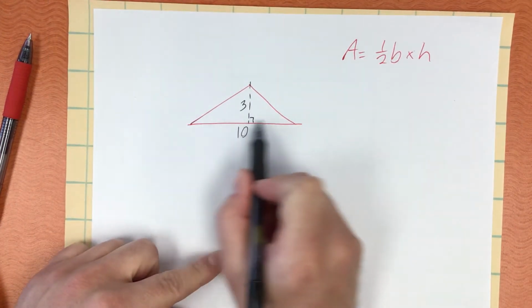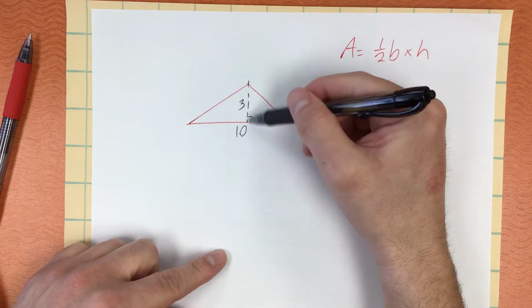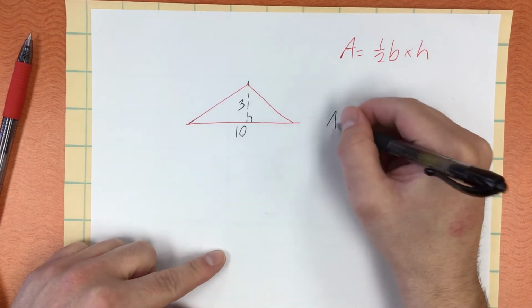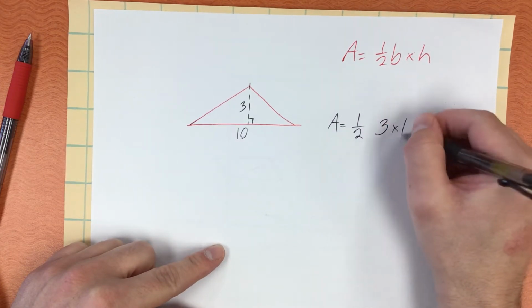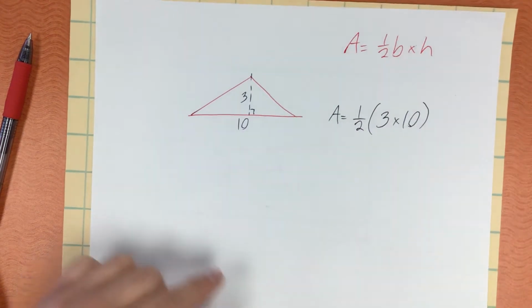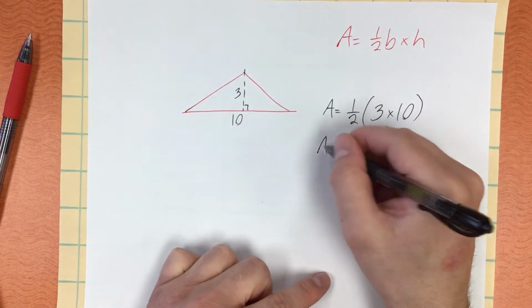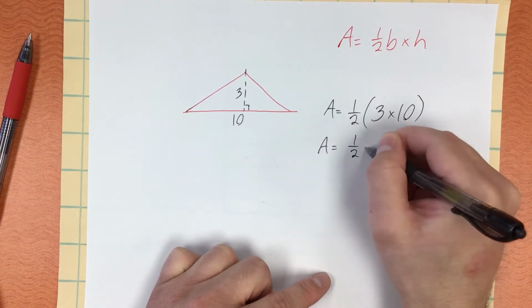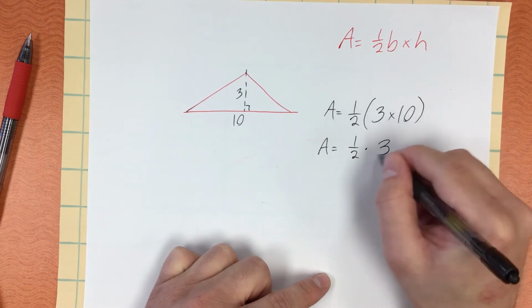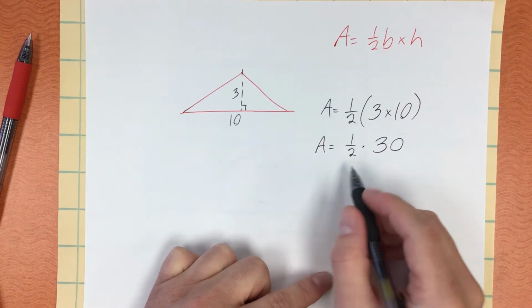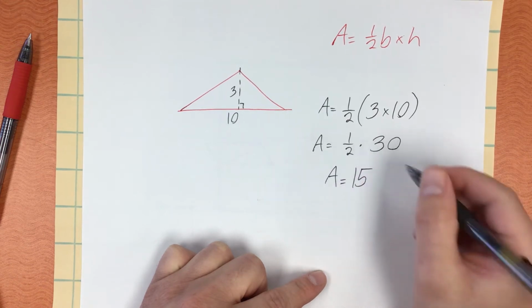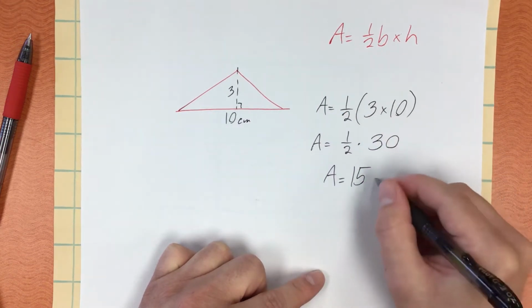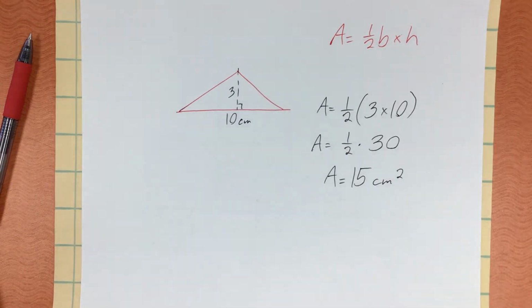So you're going to take your base times your height. And I'm going to say area equals 1/2 of 3 times 10. I like to put that in parentheses just for good measure. So my area equals 1/2 of 3 times 10 is 30. So area equals half of 30. Area equals 15. I'm going to make this centimeters. Centimeters squared. Just like that.